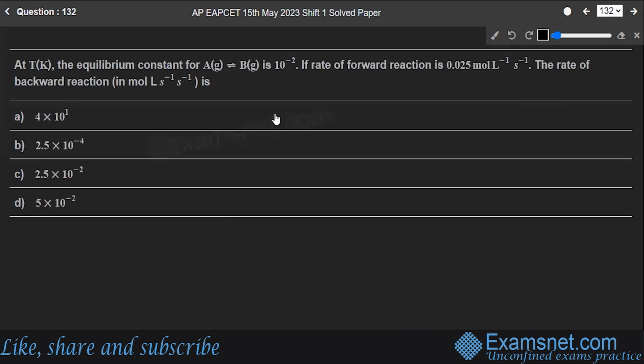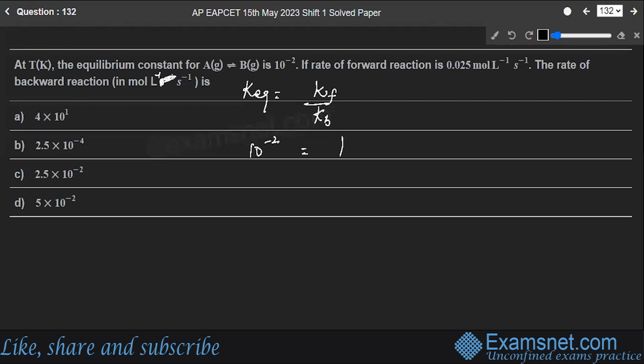Hope you understood this. Next is question number 132. At temperature T in Kelvin, the equilibrium constant for this reaction is 10 power minus 2. The rate of the forward reaction is given by this. The rate of the backward reaction, these units are a bit wrong, this will be mole per liter per second. So, you know one thing, that the equilibrium constant is given by the forward reaction rate divided by the backward reaction rate. So this is 10 power minus 2.